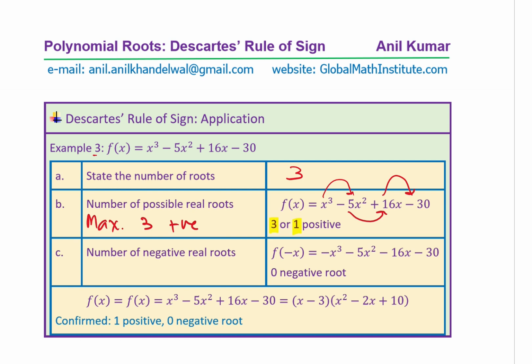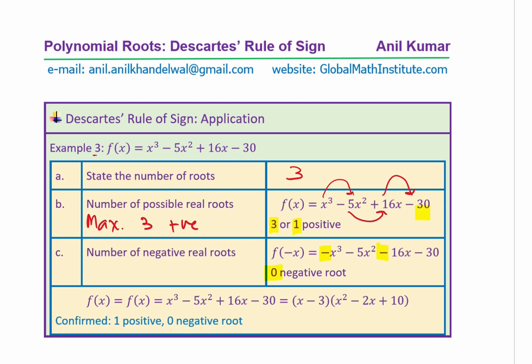Okay, now, for the number of negative roots, write down f of minus x. Once you write f of minus x, it really means reverse the sign for the odd terms. Do you see that? We reverse these signs, and now we're checking the change in sign. Well, there is no change in sign, so 0 negative roots. That means for this polynomial, only positive numbers should be tried. Do you get the idea?